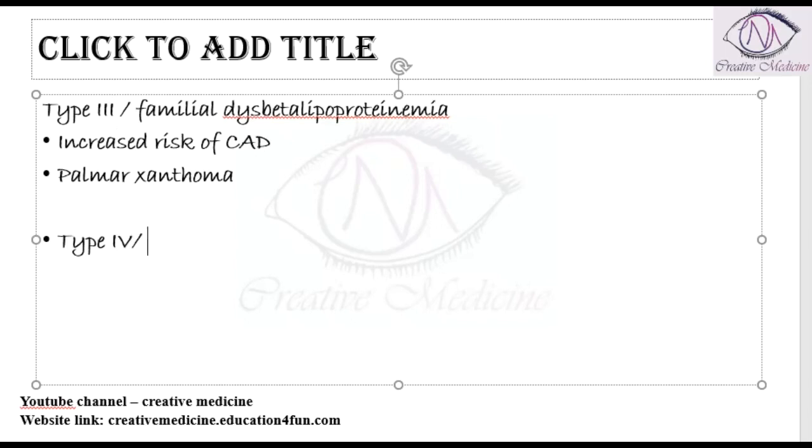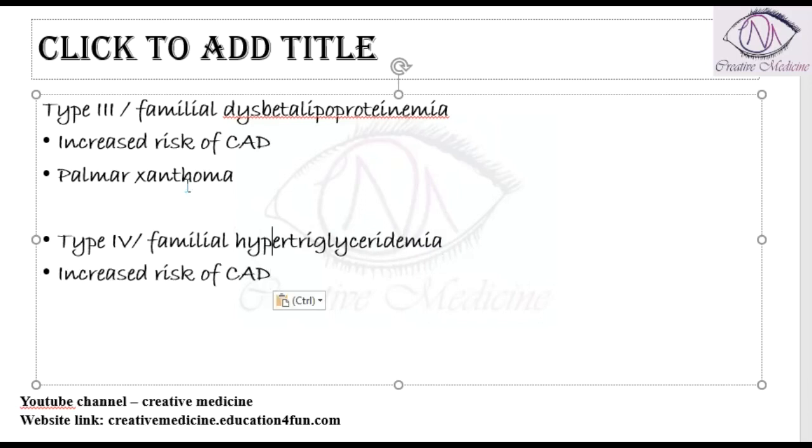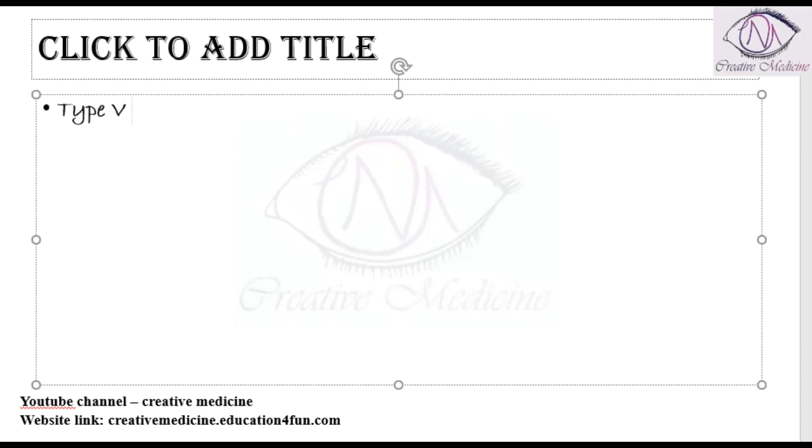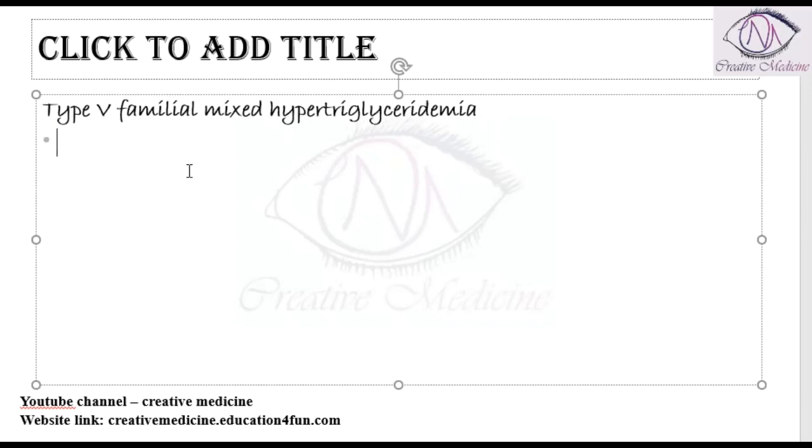Type 4 is also called familial hypertriglyceridemia. In type 4, we will see that there is increased risk of coronary artery disease. Then finally we have type 5, which is called familial mixed hypertriglyceridemia. Here you will see eruptive xanthomas in the patient and there is pancreatitis, but there is no risk of coronary artery disease.